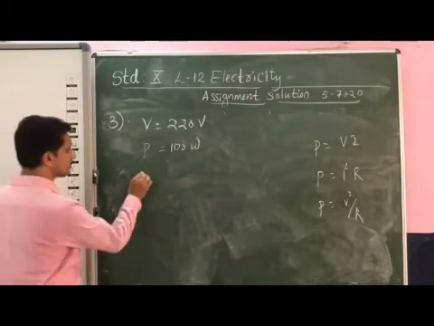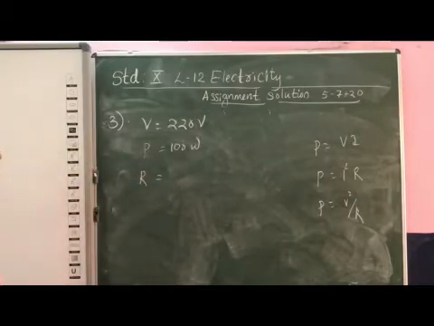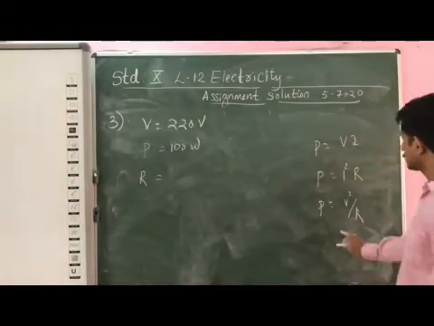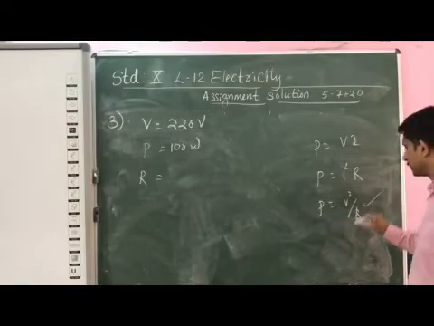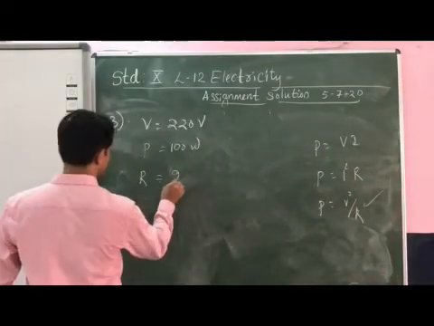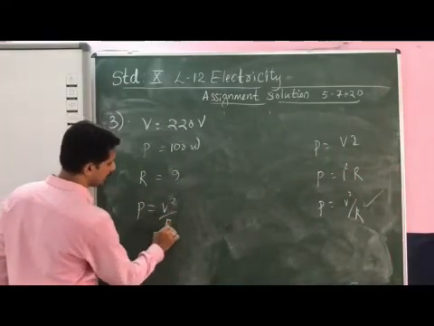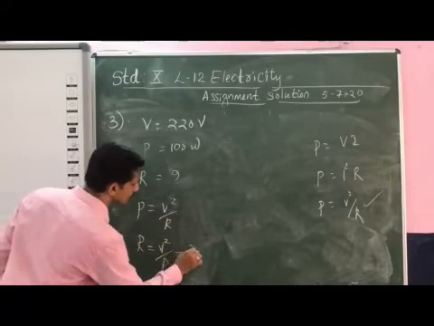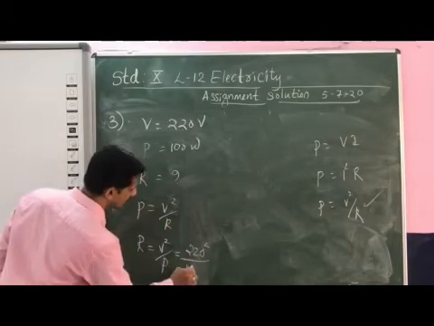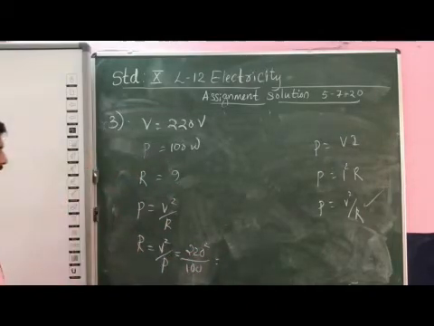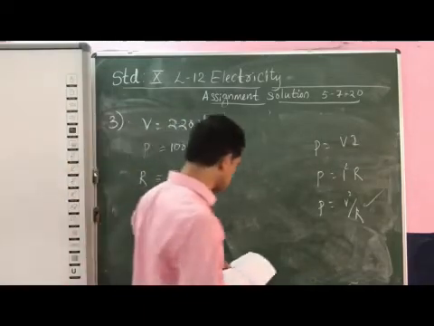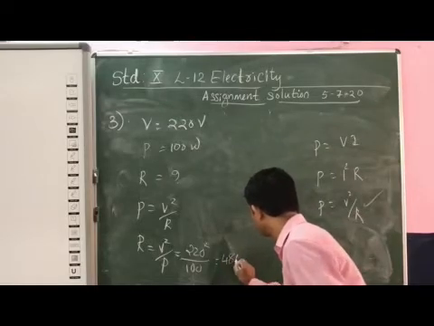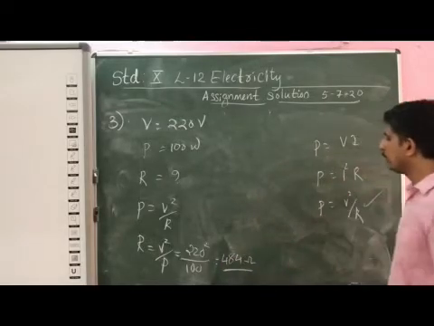By using this information we can calculate the resistance. You can see that the voltage and the power are there, we have to find the resistance. So we can use the formula P is equal to V squared by R. So R is equal to V squared by P. So what is coming? 220 squared divided by 100, approximately we get the answer as 484 ohm.